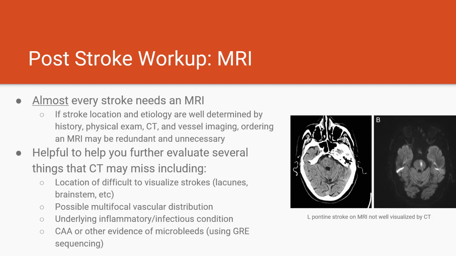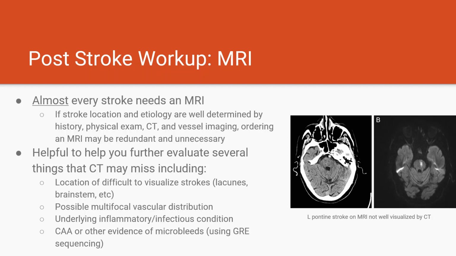And given that, we often opt for MRI, and the reason we do that is because it provides several benefits that a head CT does not. So for example, it can help elucidate the location of difficult to visualize strokes, such as lacunes or brainstem strokes. If you look here on the right, you can see a left pontine stroke, pretty obviously on the MRI, that's not seen at all on the CT. And then second, it can help you find second, smaller strokes in different vascular territories. And again, that'll lead you down a multifocal stroke differential like I talked about already.